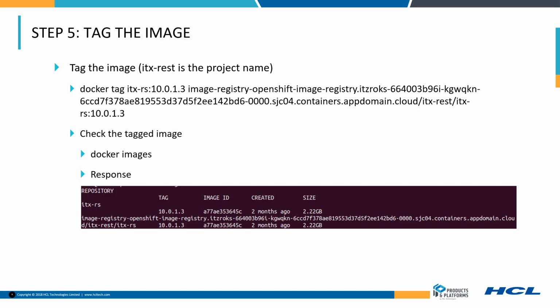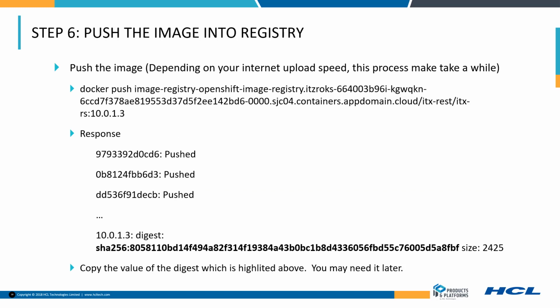Before we can push the image to the registry, we need to tag the image. Replace the route with yours. To make sure that the image has been tagged, check it with a docker images command. Now we can push the image to the registry.